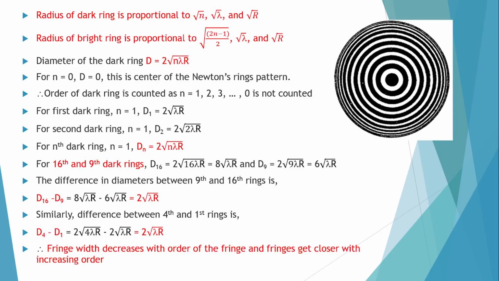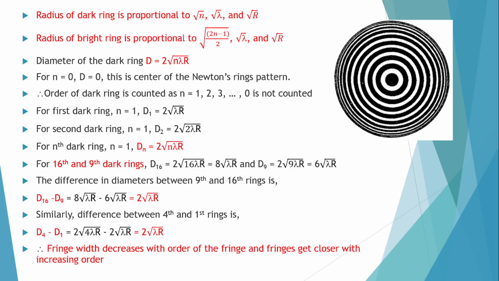Now, let us find one important fact. Now look at the diameter of the dark ring. The radius is square root of n lambda R, so the diameter will be double the radius, that is 2 into square root of n lambda R. So for n equal to 0, the diameter is 0. So the center of the Newton's rings pattern we call a dark spot, not a ring. So at the center of the Newton's ring pattern, due to reflected light, there is a dark spot.